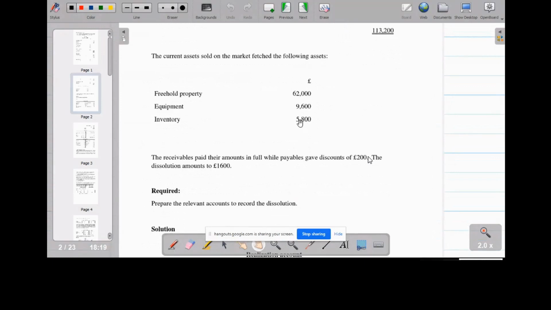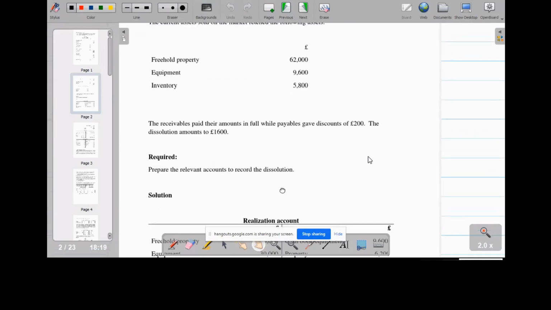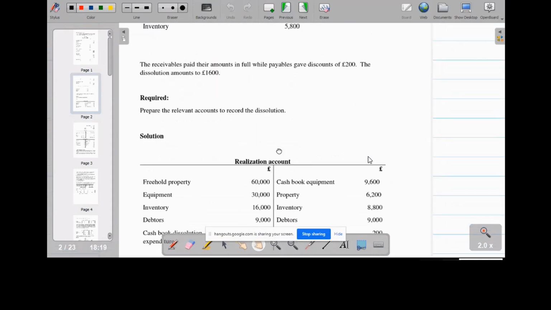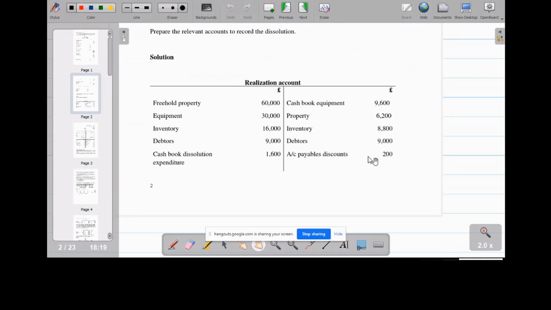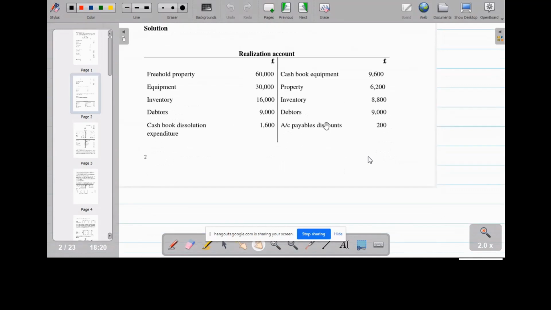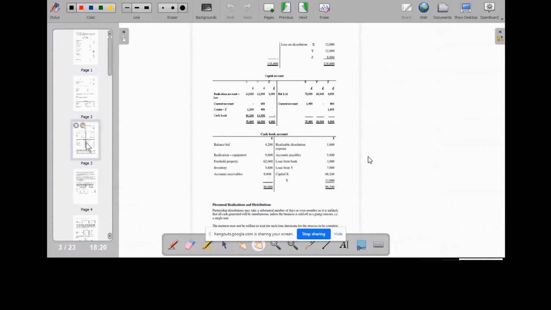Inventory was realized at, you can correct here, Bill, 8,800 and not 5,800. So you can now see this is what was realized. Then this is the discount. From there you can now determine the loss or the profit that was made on realization.